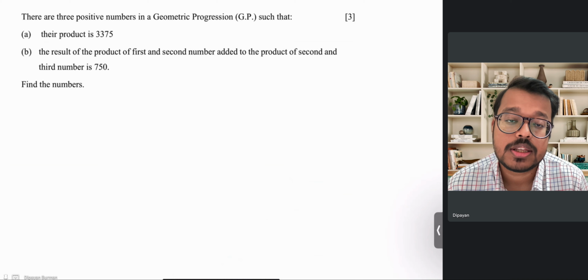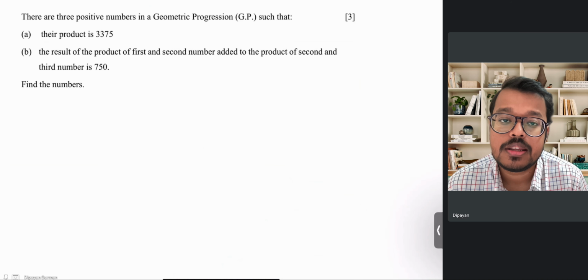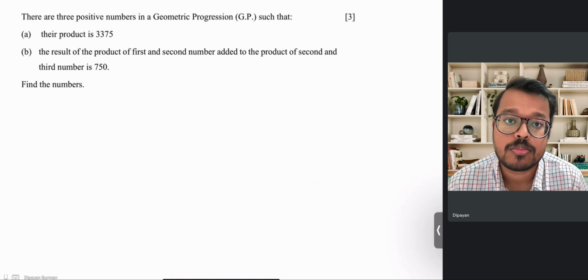Let's solve this question from GP. This question is from the 2024 specimen paper. Now the type of question that is given here is similar to one type of question we have solved in AP, where they were talking about three numbers given in AP and they had given some information about the sum of the terms and some product of the terms.